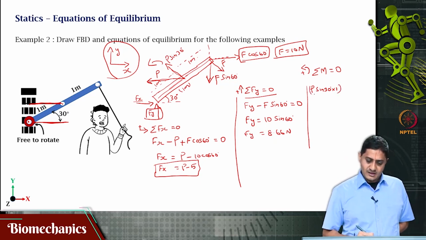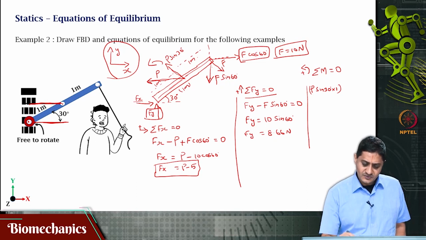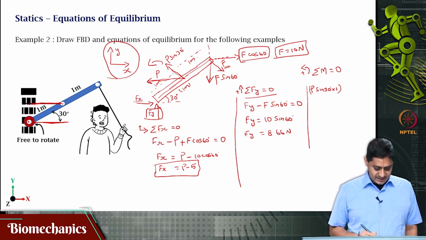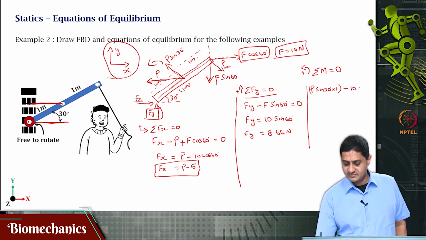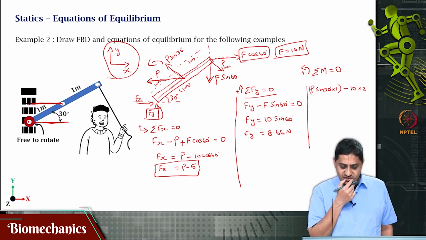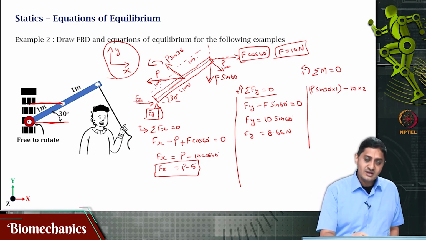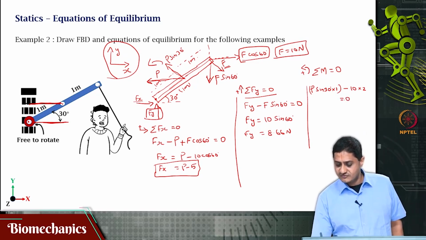Then there is something else, that is the force of 10 newton acting at a distance of 2 meters, 10 times 2. Is there any other force that could cause a moment? Can Fx and Fy cause a moment? The answer is no, because I am taking the moment about this point. The moment arm for these two cases will be 0.